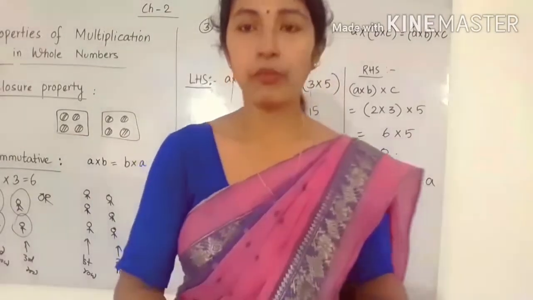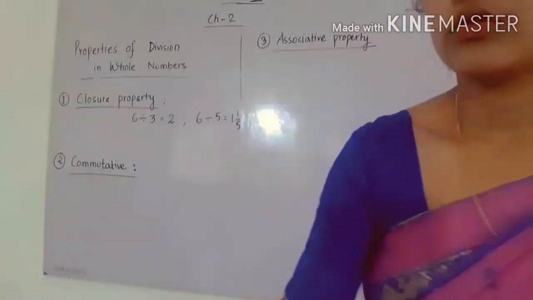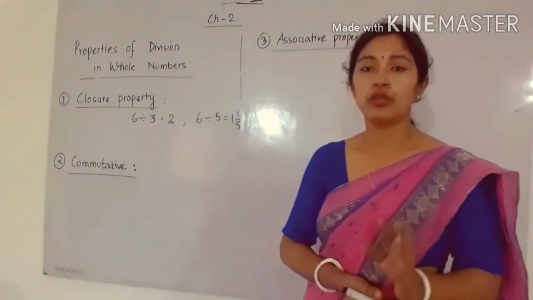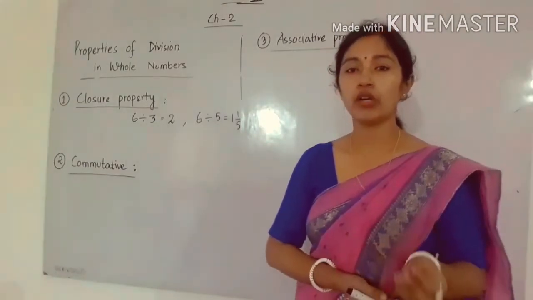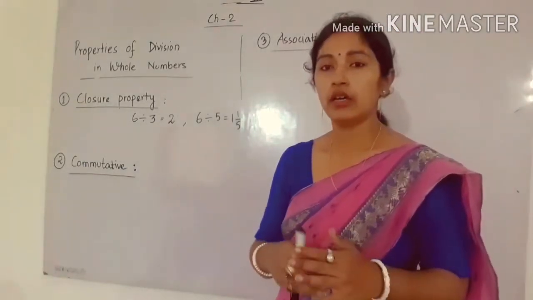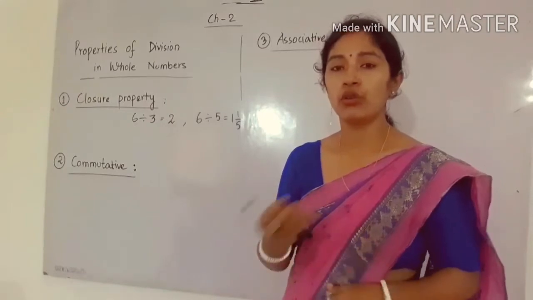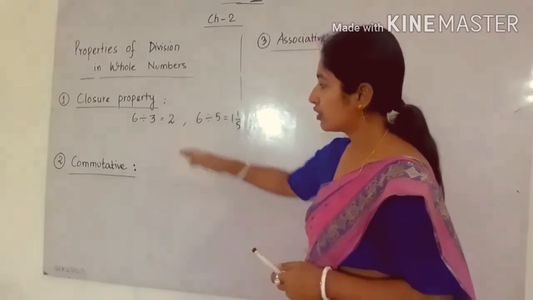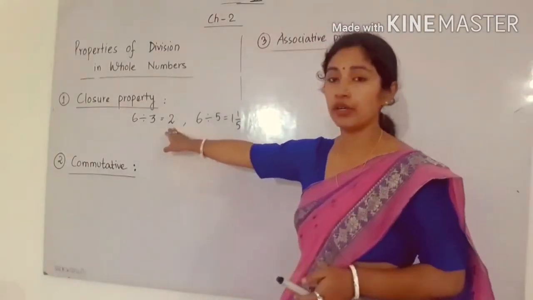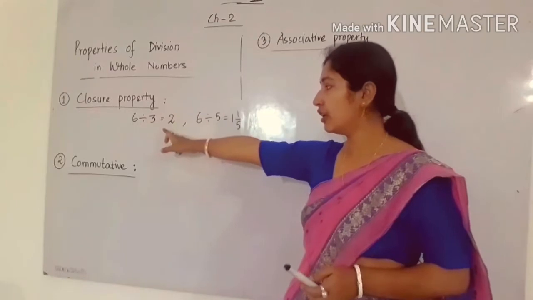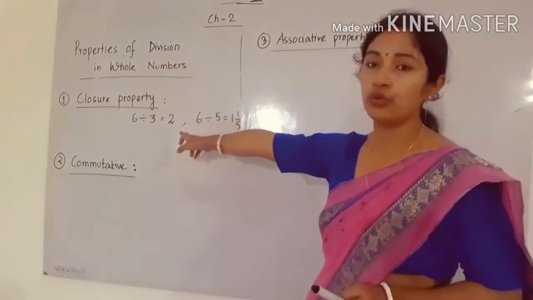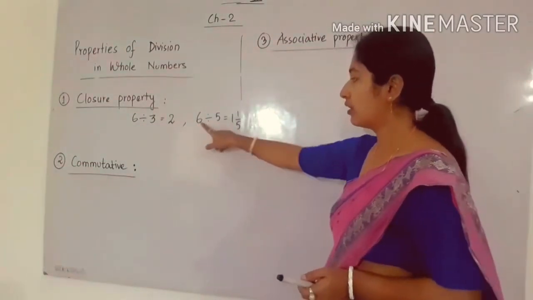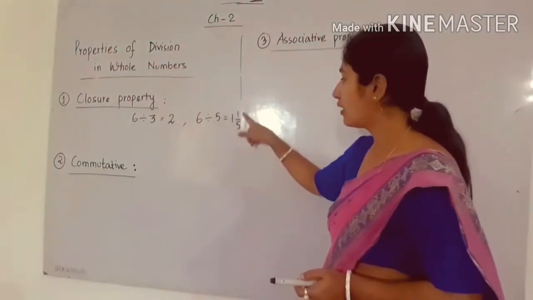So next is the property of division. The first property, again, is closure property. So what do you have to check? You have to take two whole numbers and divide one whole number by the other. Then the answer, that means the quotient, should be a whole number. So here I am dividing 6 by 3. The answer I am getting is 2. 2 is a whole number. This is okay. But when I am dividing 6 by 5, then I am getting 1 by 5.